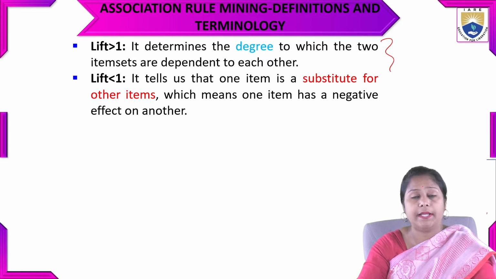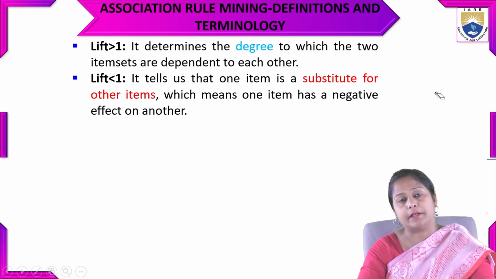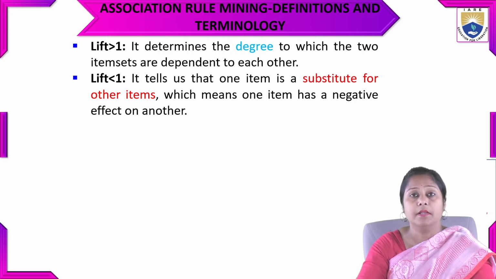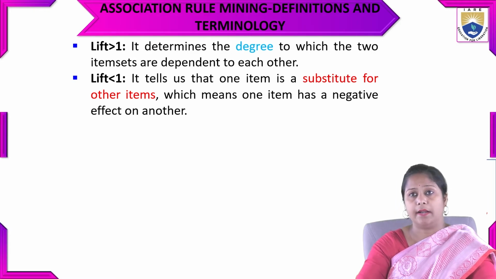If the lift is less than 1, then it tells us that one item is a substitute of the other item. It means one item has a negative impact on the other item. So if one person buys one particular item, he will not buy the other item. On the basis of this lift, the relationship can be understood.